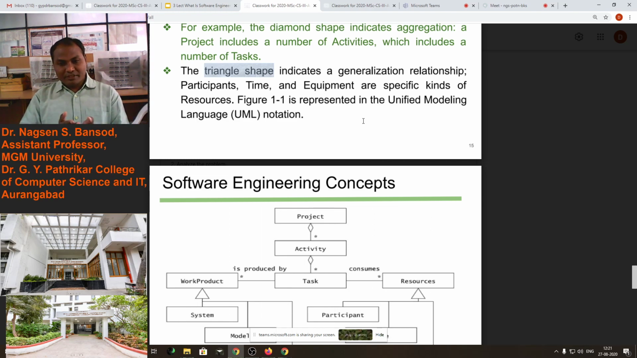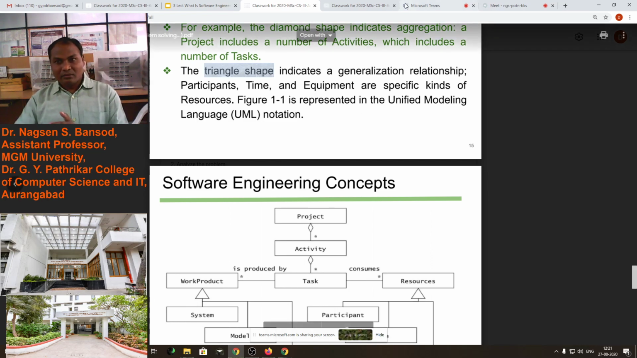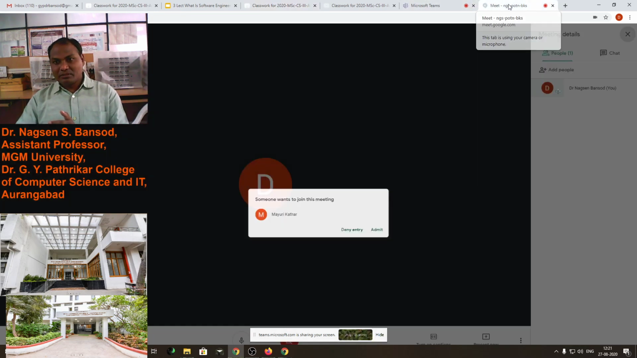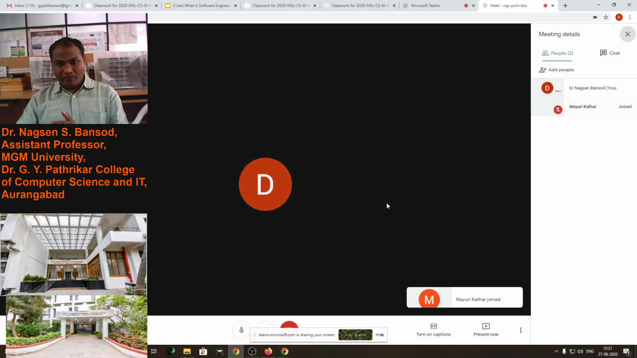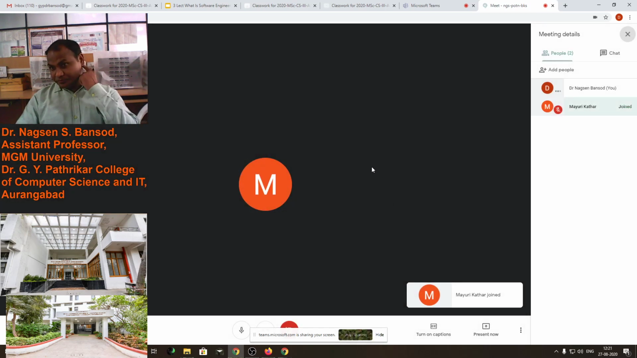Means resources should be required. Just a minute, someone is trying to join. Yes, Mayuri.